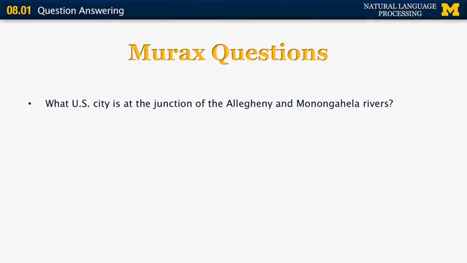Here's some more sets of questions from different systems. So one of those systems is called Murax. It was one of the first research systems that was built in the mid-90s by Julian Kupiec of Xerox PARC. And it was supposed to answer questions based on a large encyclopedia. So some questions that are appropriate for this kind of system are of this nature. What US cities at the junction of the Allegheny and Monongahela rivers?